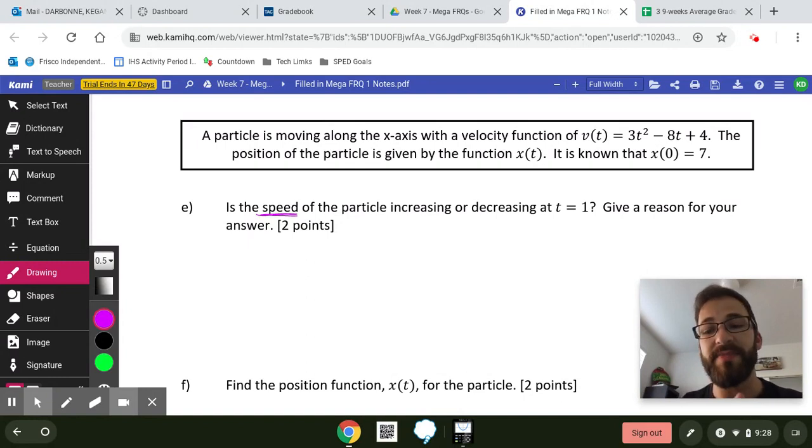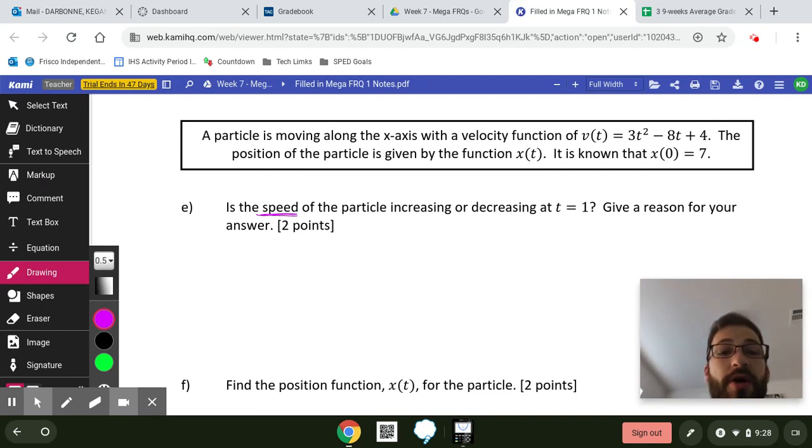If velocity is positive and acceleration is positive, then I'm going to be going faster in the positive direction. If my velocity is negative and my acceleration is negative, then I'm going to be going faster in the negative direction. If they are opposite signs, then I'm going to be slowing down in whichever direction I'm going in.